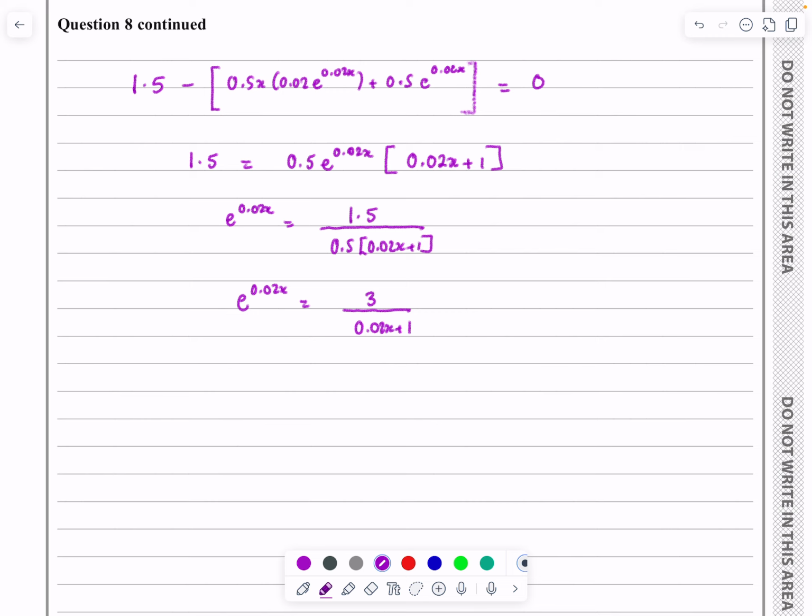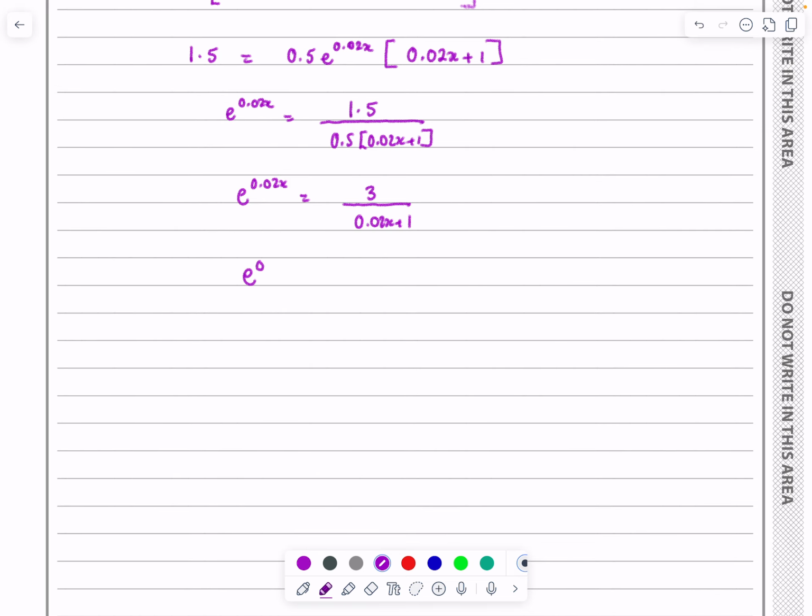And then I just don't want 0.02x in there anymore. So how am I going to get rid of that? If I times everything by 50, top and bottom, what that will do is it will just get rid of the decimal, the 0.02. So I'm going to get, this side stays as e to the 0.02x, but on the other side, timesing everything by 50 will give me 150 over x, 0.02 times 50 is that, plus 50 lots of 1 plus 50.